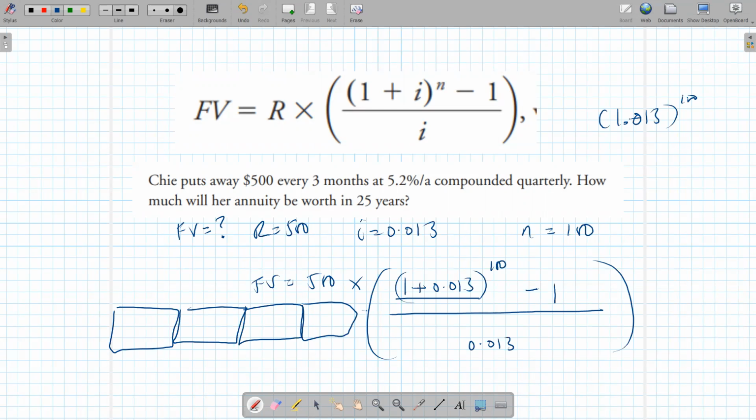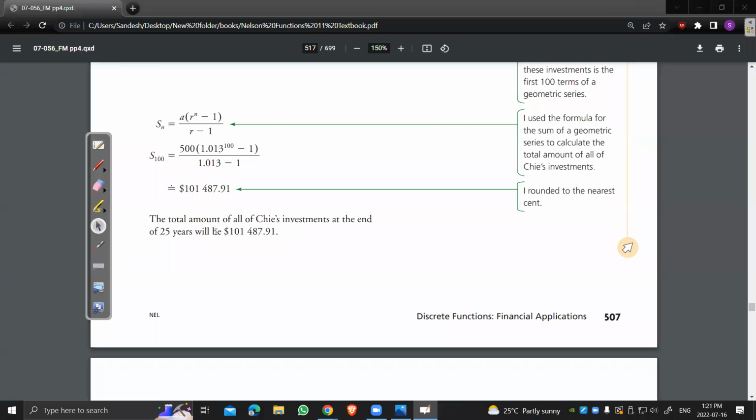So multiply 500 by 4 and then multiply that by 25. It's 50,000. So he put in 50,000. How much did he make? He made 101,000, right? So over 25 years, he made $50,000 in interest. Does that make sense?